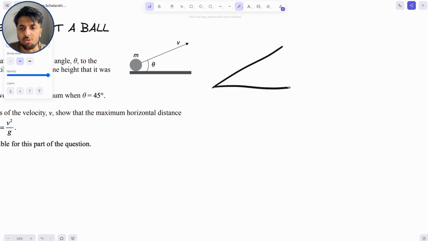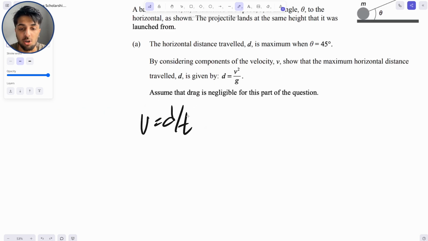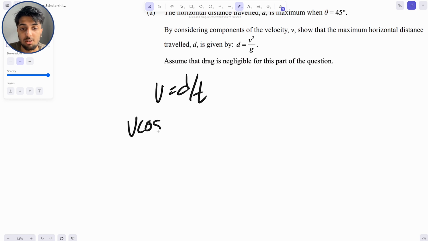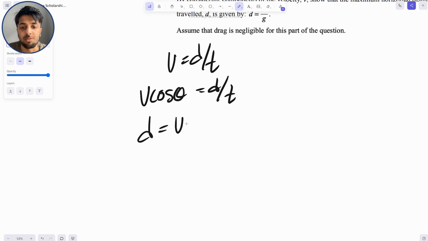So if we draw out this situation here, we have theta here. This is our v, pointing this way. So therefore the horizontal component would be v cos theta, as we have a hypotenuse and this is our adjacent side. Therefore the vertical component right here would be v sin theta. So taking that into account, as this is for horizontal distances, this would be v cos theta is equal to distance over time. And so our distance will be v cos theta times time.